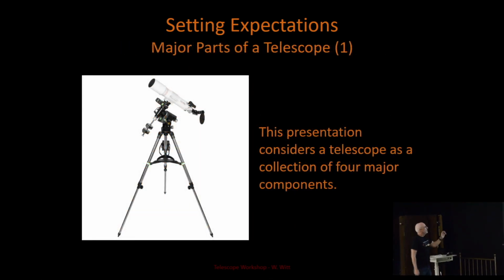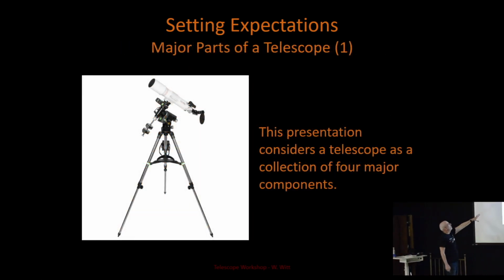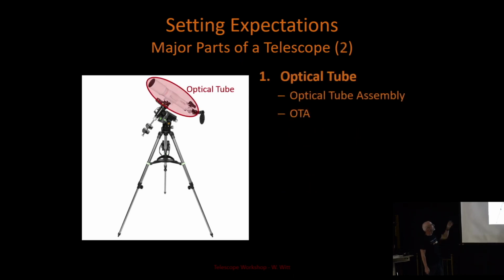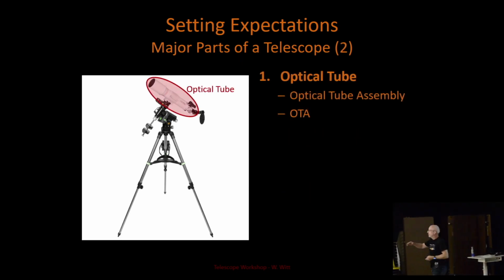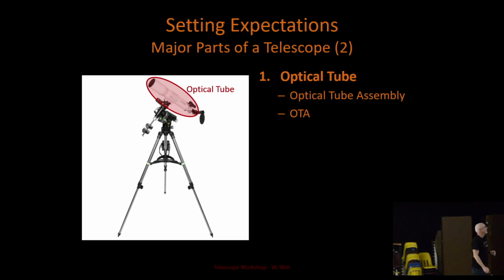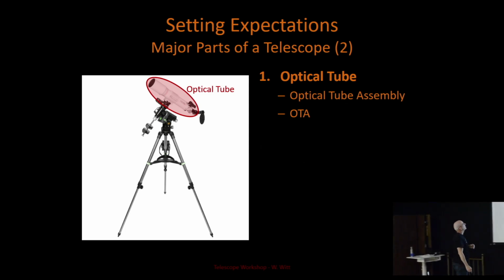So to set the stage here, the major parts of a telescope are kind of four pieces, right? I think of a telescope as a collection of four main pieces. The first one is what we call the optical tube. And that's often what people think of as a telescope, right? It's basically like this bit here, right? Optical tubes come in different shapes. We'll see what those are, but that's clearly one major part.